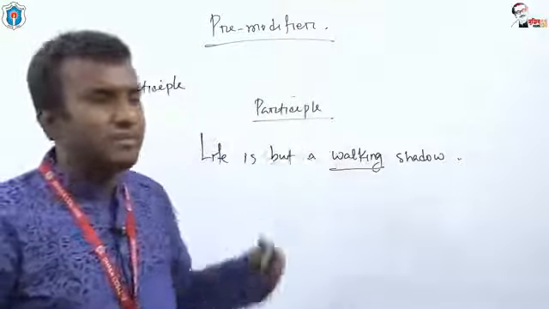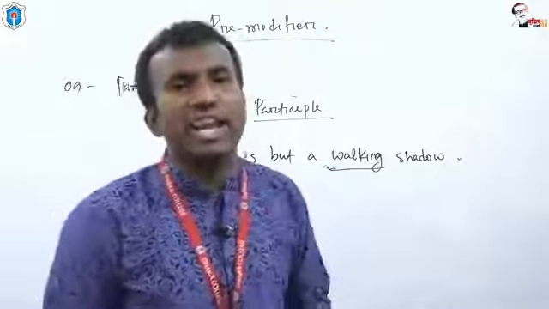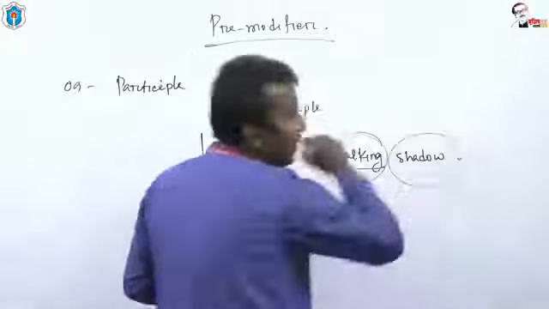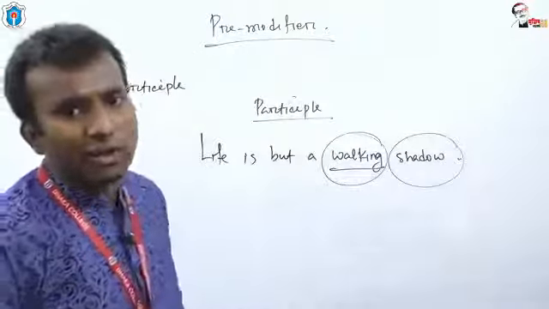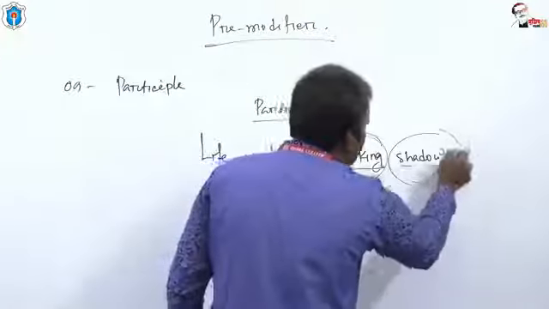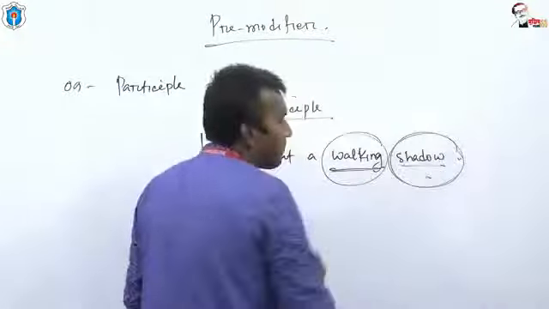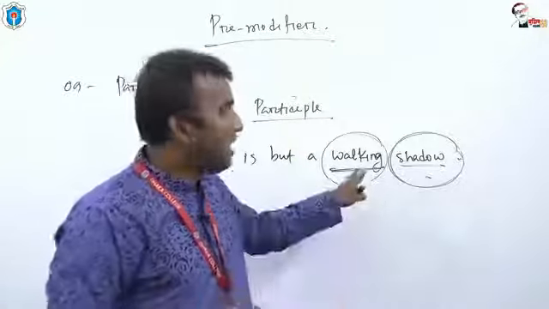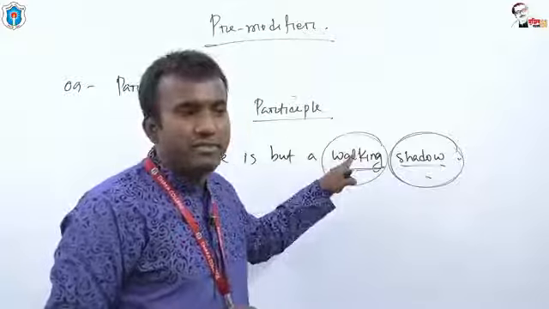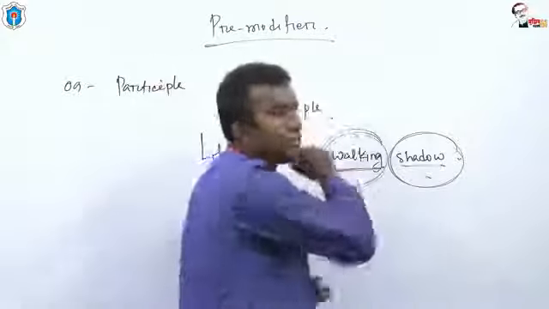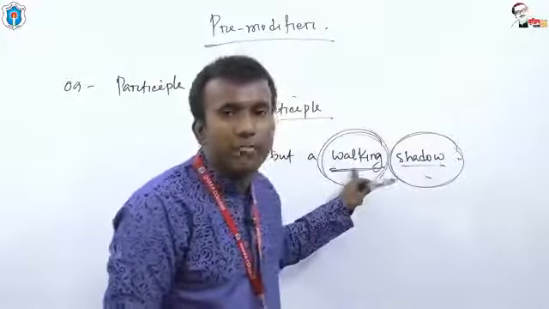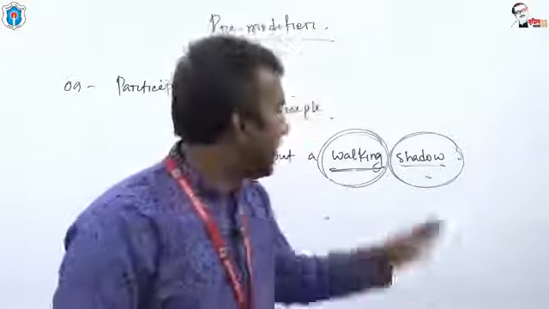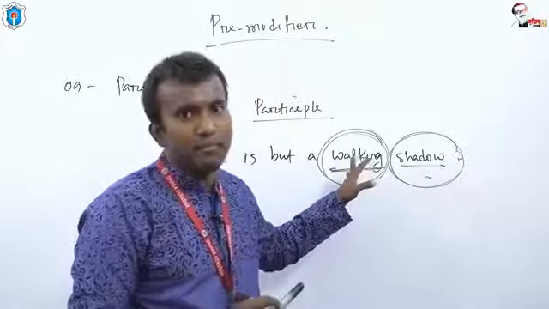Walking is a participle. How can we say that walking is a participle? Because this walking has modified shadow. Shadow is a noun. This shadow is modified by walking, and walking is the ing form of the verb. So this ing form of the verb is one form of verb, and this form of verb is working as adjective. So I can say that this is a participle.